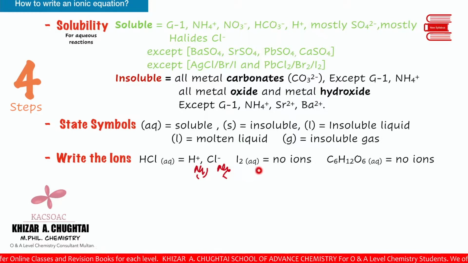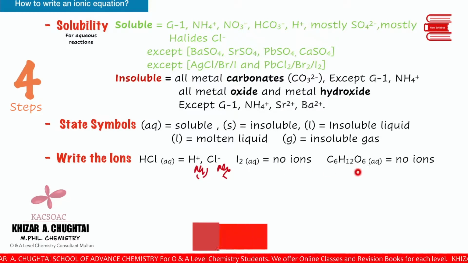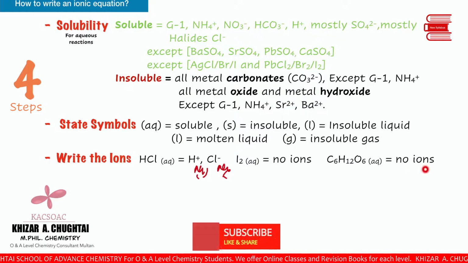For example, a mixture of iodine in water. When we mix iodine with water, there is no sort of ions. The same is the case with glucose. When glucose is mixed with water, there is no sort of ion. When we mix ethanol with water, again there is no sort of ion.